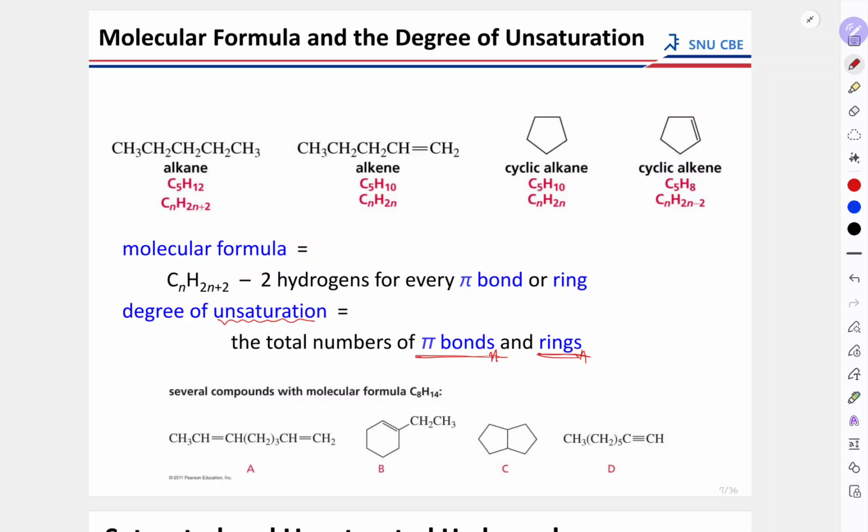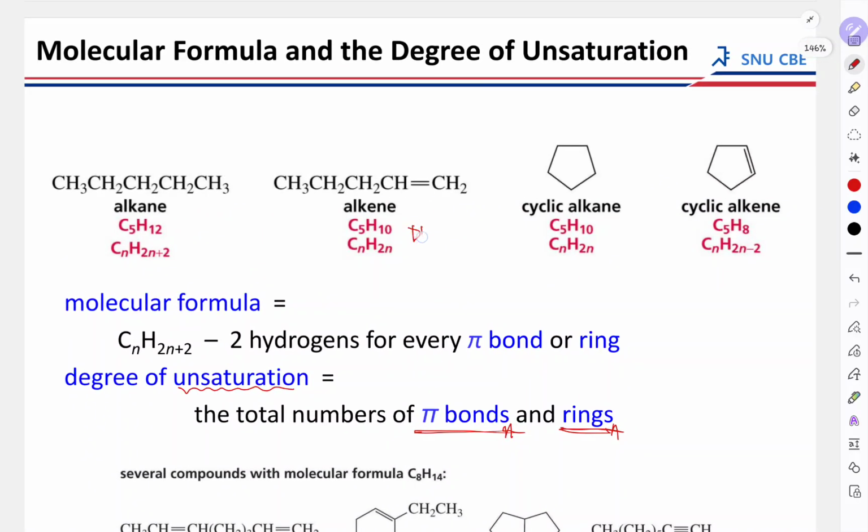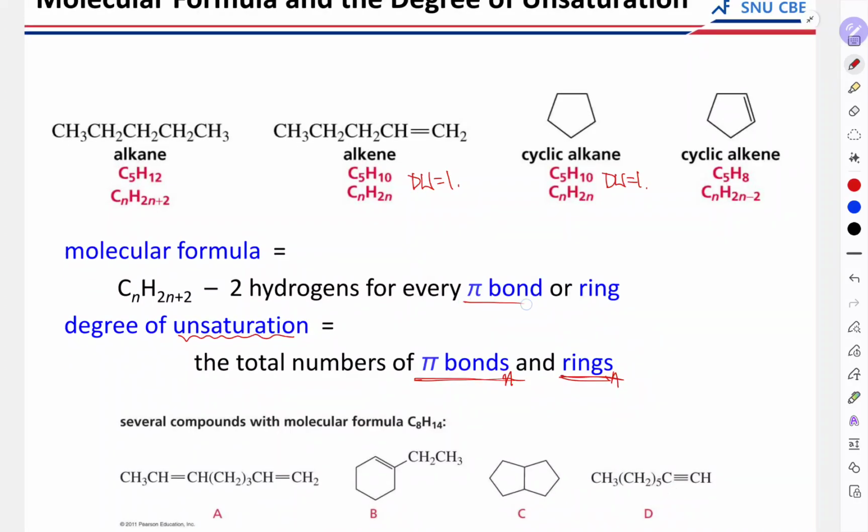Okay? So take an example here. You have minus 2 hydrogen, or this alkene. In this case, you can calculate DU equals 1. This is another case, with the same molecular formula, still DU is 1. So 1 DU can correspond to either 1 pi bond or 1 ring structure in the molecule. So here you have 1 pi bond, and here you have 1 ring structure.